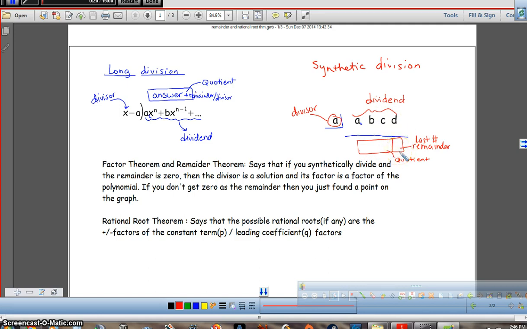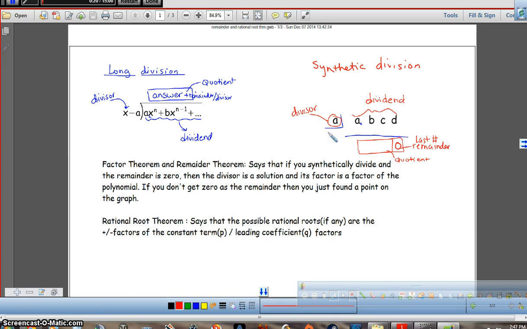The factor theorem and remainder theorem says that if you synthetically divide, so over here in the red, and the remainder is 0, then your divisor, so A, is a solution of this polynomial, and its factor is also a factor of the polynomial. If you don't get 0, then you just found a point on the graph.